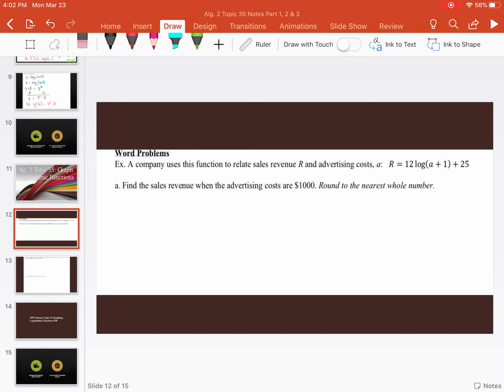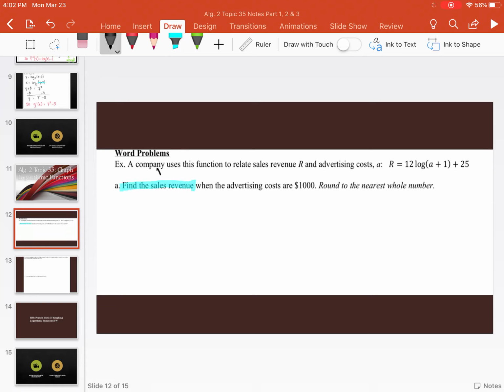A company uses this function to relate sales revenue, designated by R, and advertising costs, designated by A, as R equals 12 times the logarithm of A plus 1, plus 25. So we want to find the sales revenue when the advertising costs are $1,000 and round to the nearest whole number. So note here how first we want to find the sales revenue.